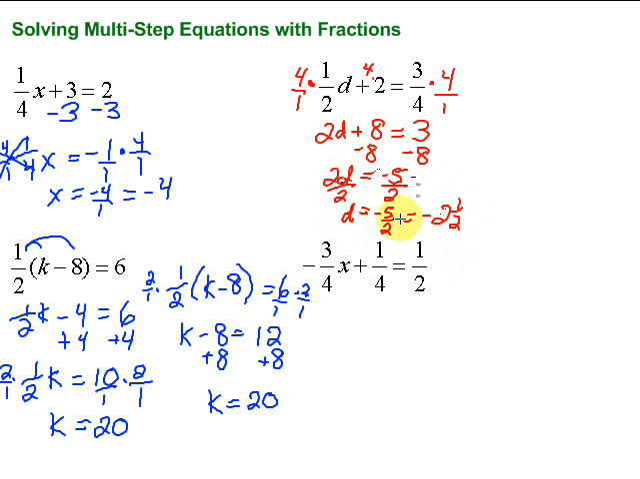Let's take a look at the last one here. Negative 3/4 x plus 1/4 equals 1/2. Again, a lot of fractions going on. I'm not a huge fan of fractions. Let's get rid of those. And in this case, we've got the 4's and the 2. Well, the LCM of those denominators is again 4. So we're going to multiply each piece through by 4. Multiply that by 4, multiply that by 4, multiply that by 4.